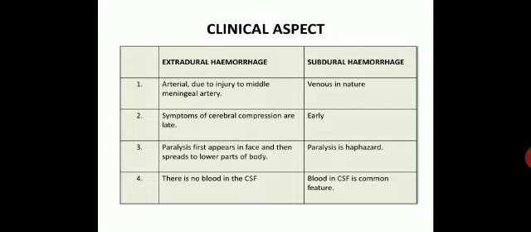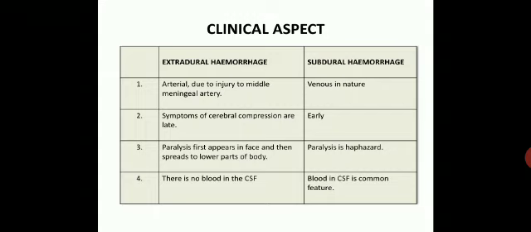The distinguishing features between extradural and subdural hemorrhage are: the extradural hemorrhage is arterial, due to injury to the middle meningeal artery, whereas the subdural hemorrhage is venous in nature. The symptoms of cerebral compression appear late in extradural hemorrhage, whereas they appear early in subdural hemorrhage.